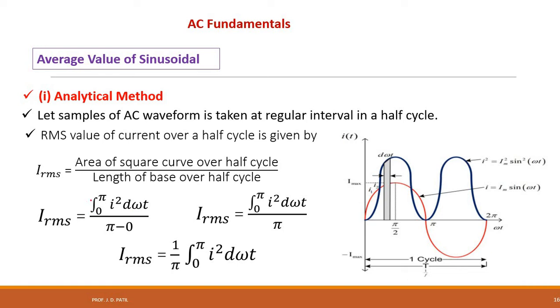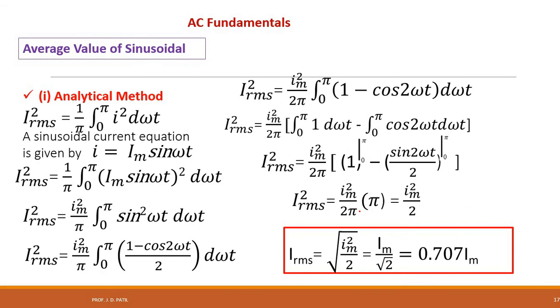You can have that value from the previous one, divided by pi minus 0. So IRMS is equal to the integral from 0 to pi of i square d omega t divided by pi. Take this pi outside of the integration, and IRMS is equal to 1 by pi times the integration from 0 to pi of i square d omega t. Now by solving this we will get the IRMS equation as Im by root 2.